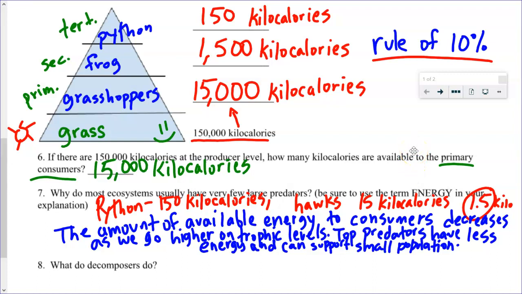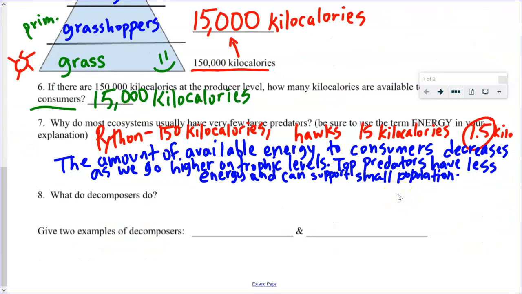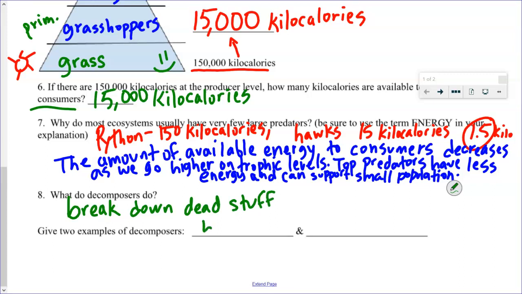All right, decomposers. Number 8, what do decomposers do? They're unique. Decomposers actually break down dead stuff. Okay, that's their job, so I can write that down. And I'm going back up to that energy pyramid here in just a second. So they break down dead stuff. You've probably heard of bacteria, and fungus is a good example of a decomposer.